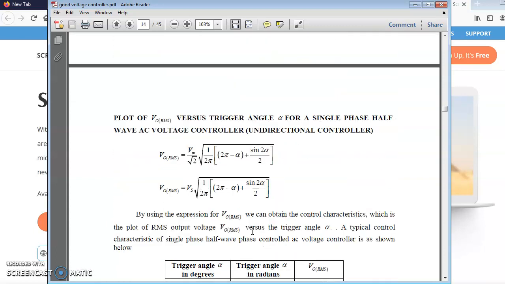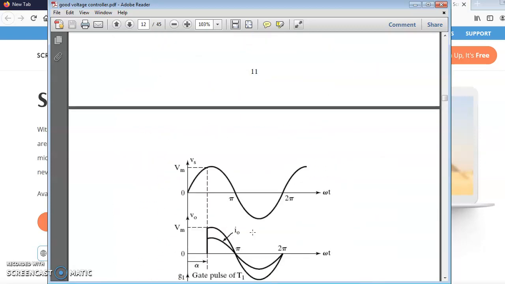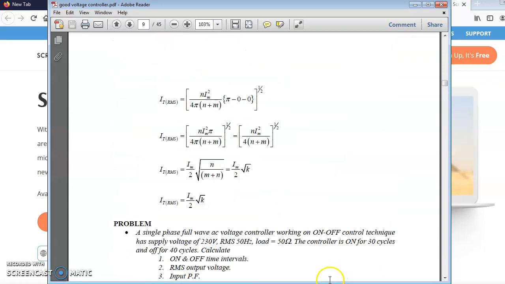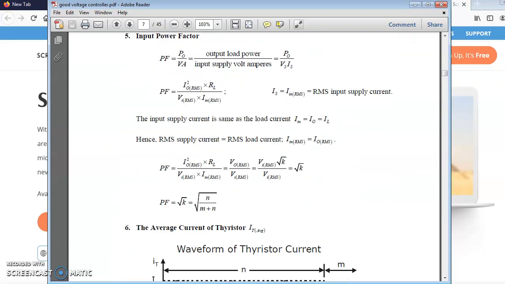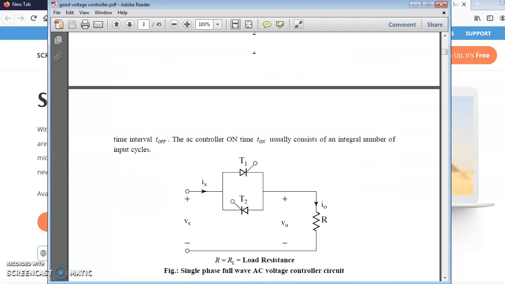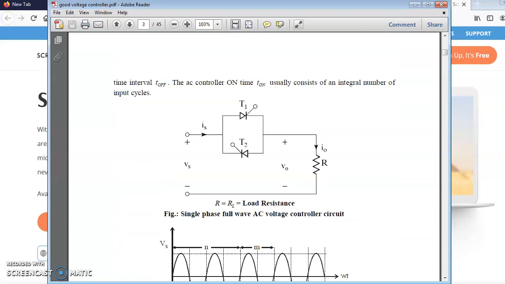Now we will talk about the single phase full wave AC voltage controller. What are the changes in the circuitry and what is the analysis, that we will see. This is the circuit arrangement for the single phase full wave AC voltage controller. You can see here we are having two thyristors. In the previous circuitry we had only one thyristor and one diode. Here we have two thyristors, and the load is resistive.